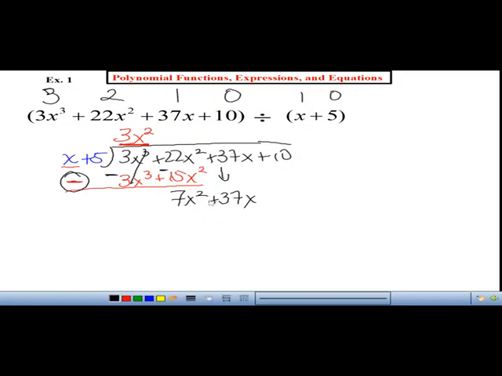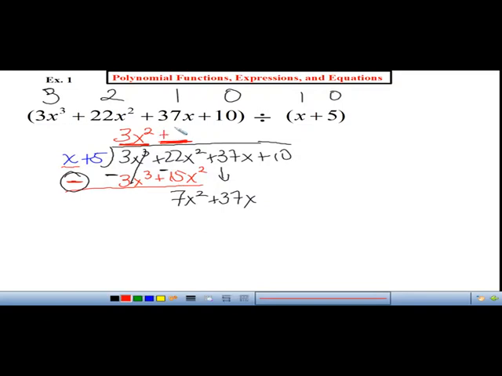This is where we're going to continue with our dividend. What does that mean, Mr. Q? That we need to do the process one more time. So now I go to this next part and I ask the question, what number times x gives me 7x squared?